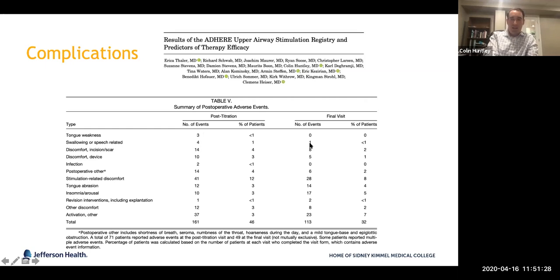Swallowing, one person had swallowing complaints at a year, and I'll show some data about swallowing. There were 2 early infections, but no late infections, and most people did very well when it related to tolerance of the device and other complications, with no significant bleeding, very minimal complication rates. So a very low complication rate when looking at this procedure as a whole.